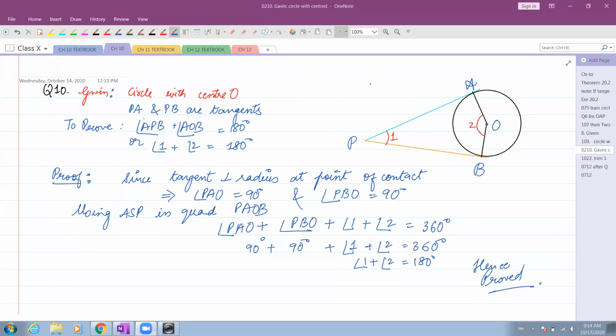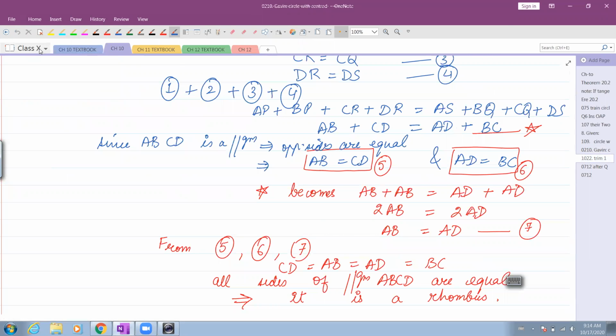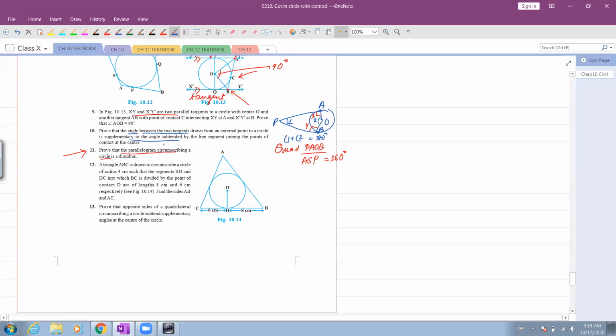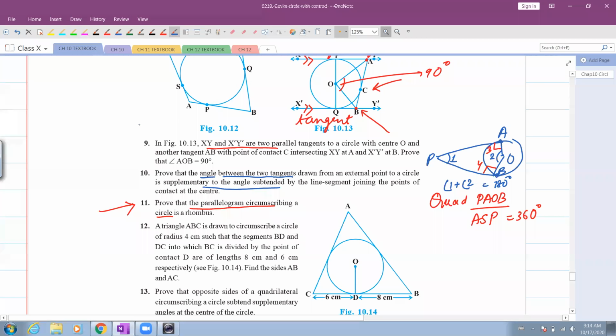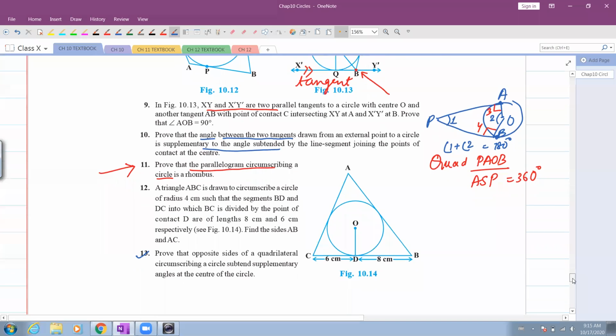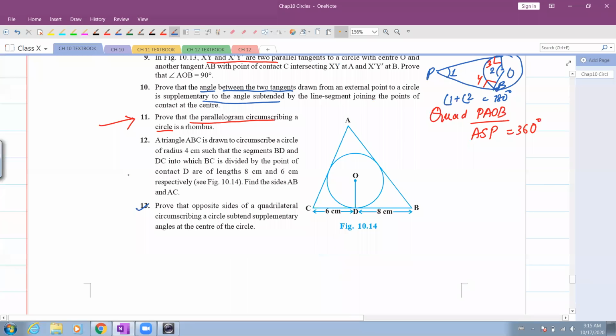Let's take up the next question. I think we've done question number 11. Yes, question number 11 we have done, where you want to prove that the parallelogram which circumscribes a circle is a rhombus. So question number 11 is similar to question number 8. You can remember. Question number 12 we'll do at the end. I'm taking up question number 13 right now. Question number 13 will have the same figure as question number 8 and 11.